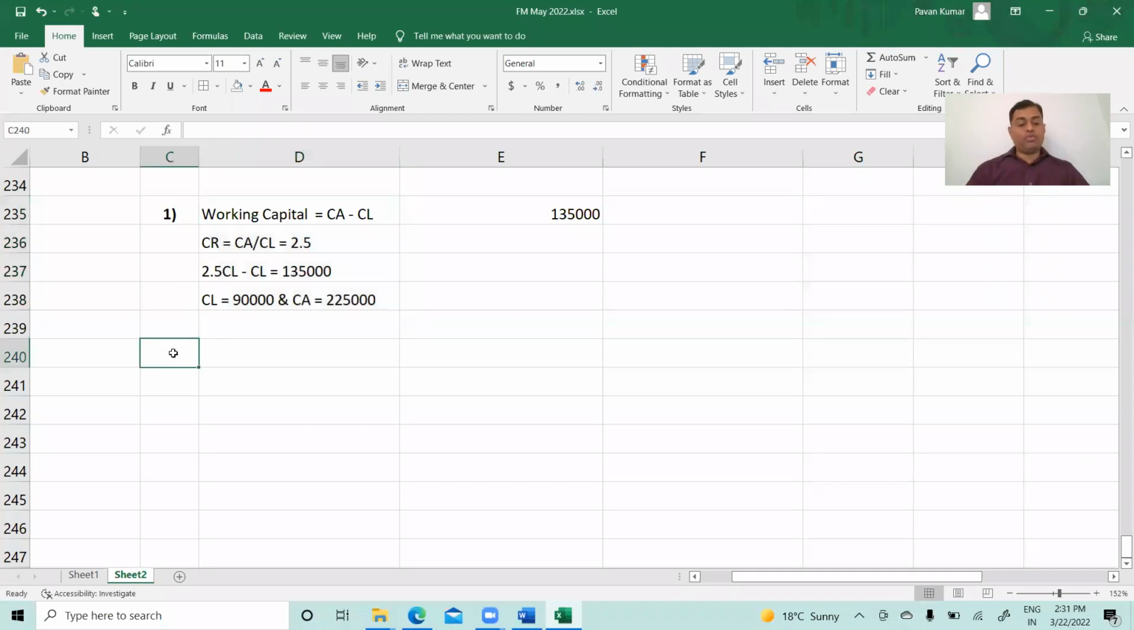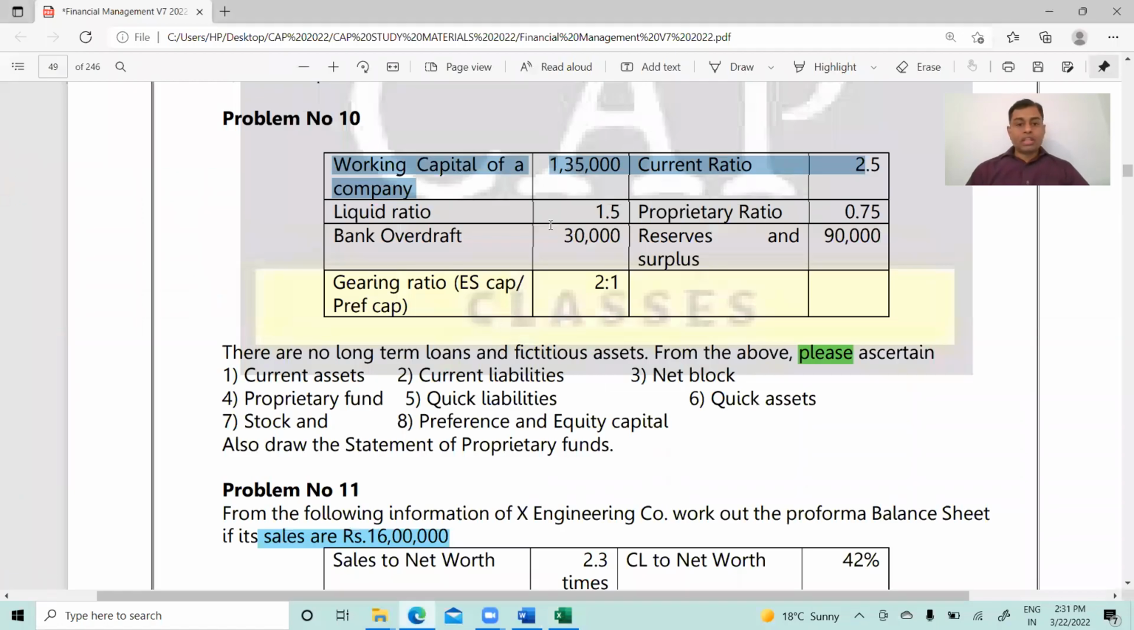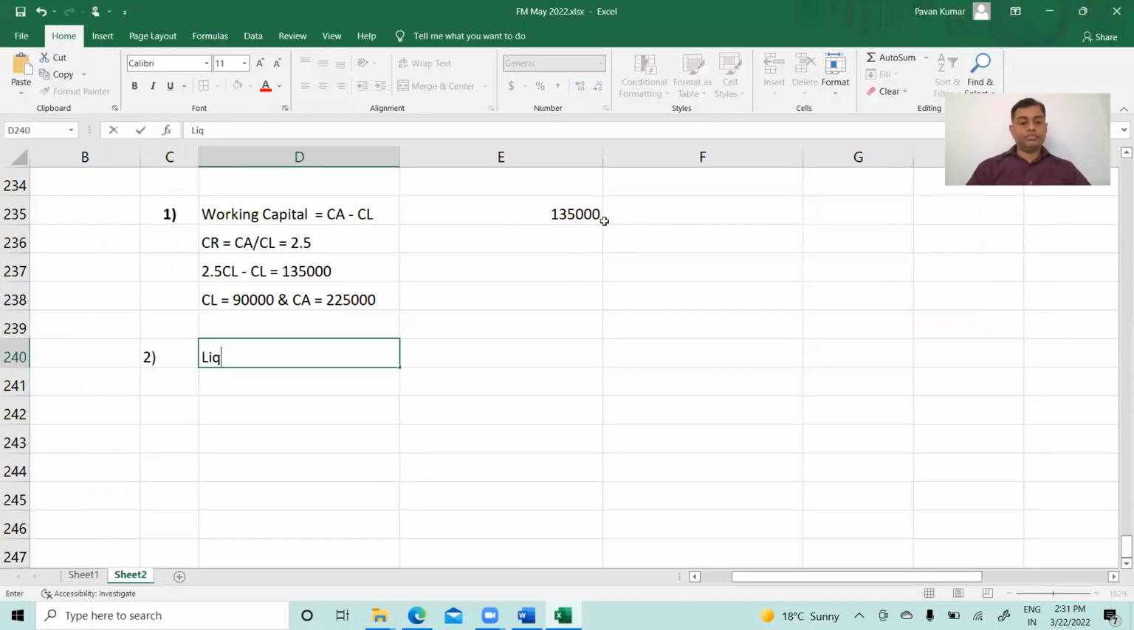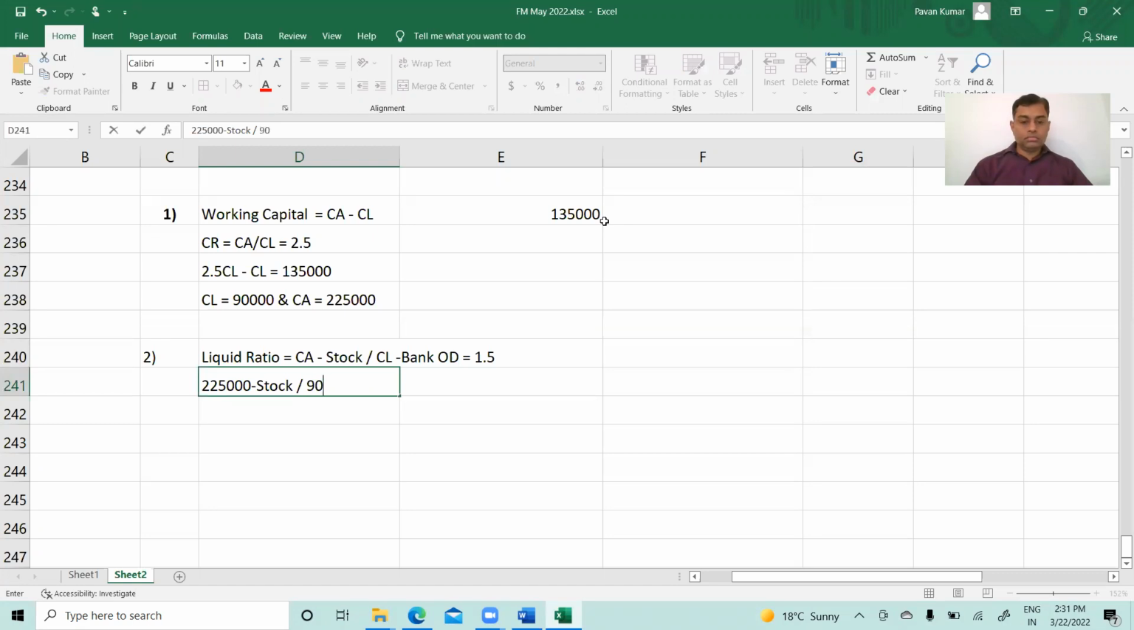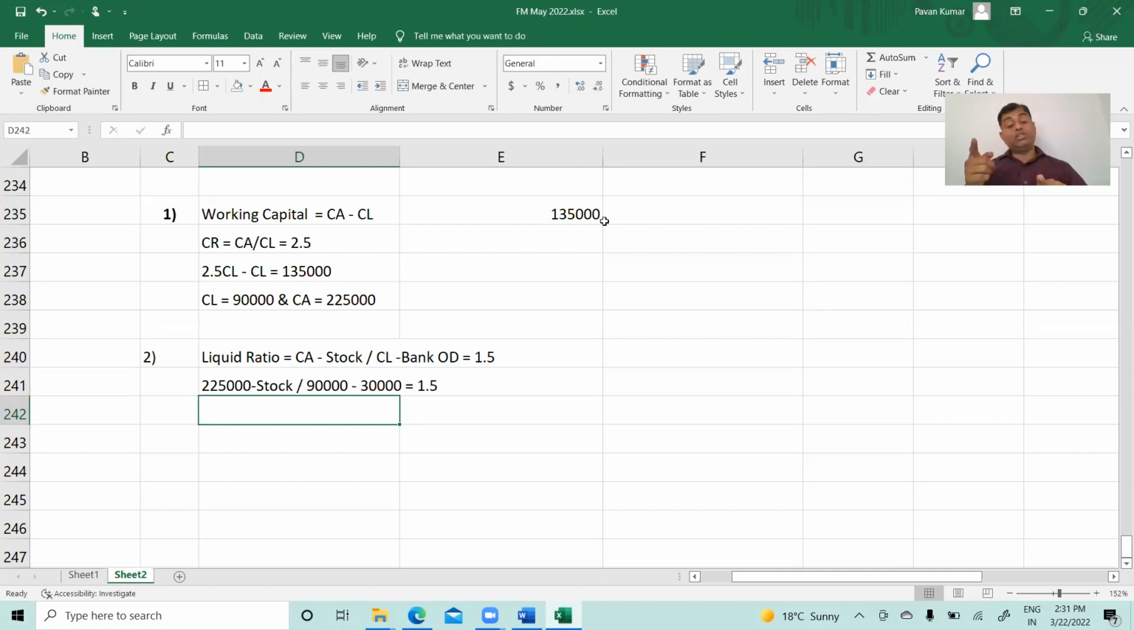Very good. After this, what will we do? Liquid ratio is given as 1.5. Bank overdraft is given as 30,000. Liquid ratio is equal to current assets minus stock divided by current liabilities minus bank overdraft, equal to 1.5. We know current assets, 2,25,000 minus stock, divided by current liability 90,000 minus bank overdraft 30,000. So the denominator is 60,000. Multiply 60,000 with 1.5, that is 90,000. Subtract it from 2,25,000, that is 135. So stock is 1,35,000.